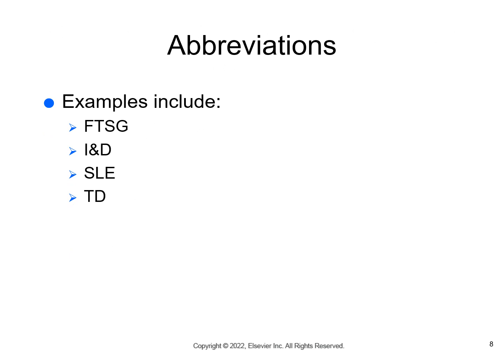Now some abbreviations, and there are actually several in this chapter, so be sure to review them all. The first one is FTSG, and that means full thickness skin graft. I&D means incision and drainage. SLE is systemic lupus erythematosus, and TD means transdermal.